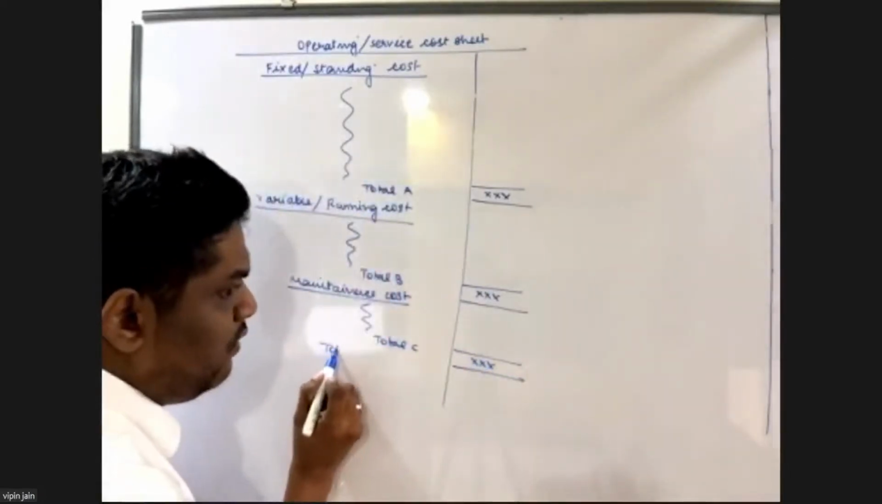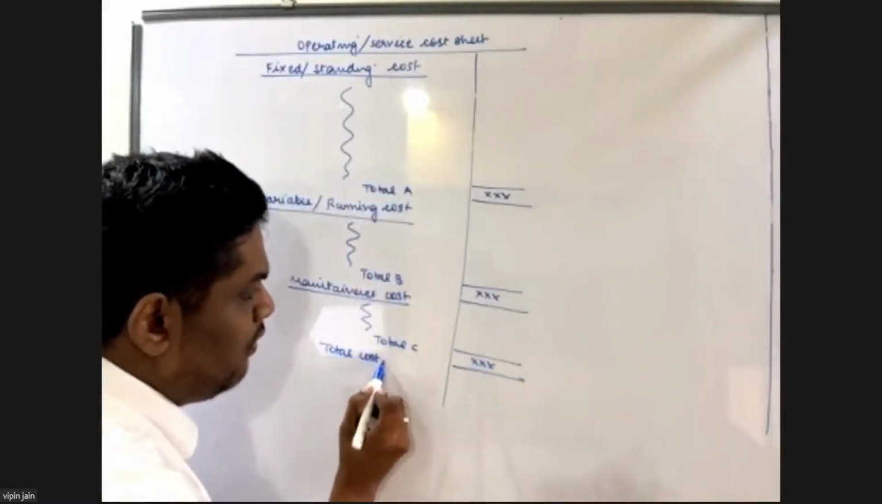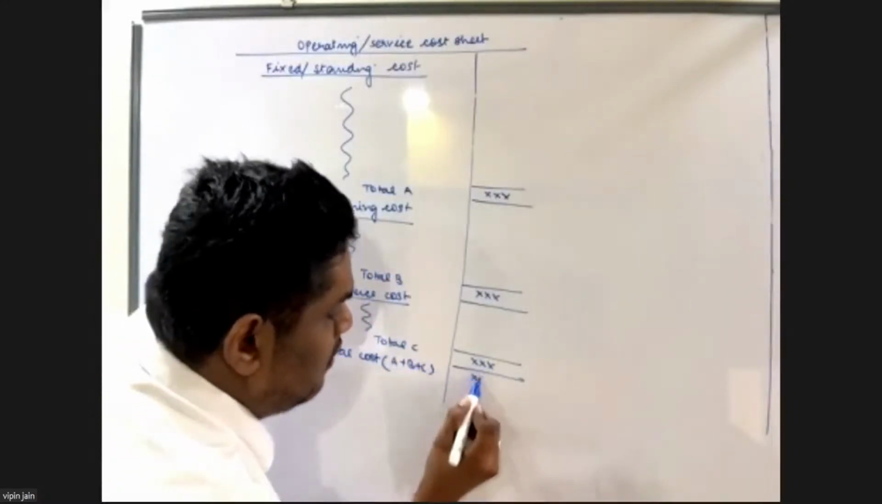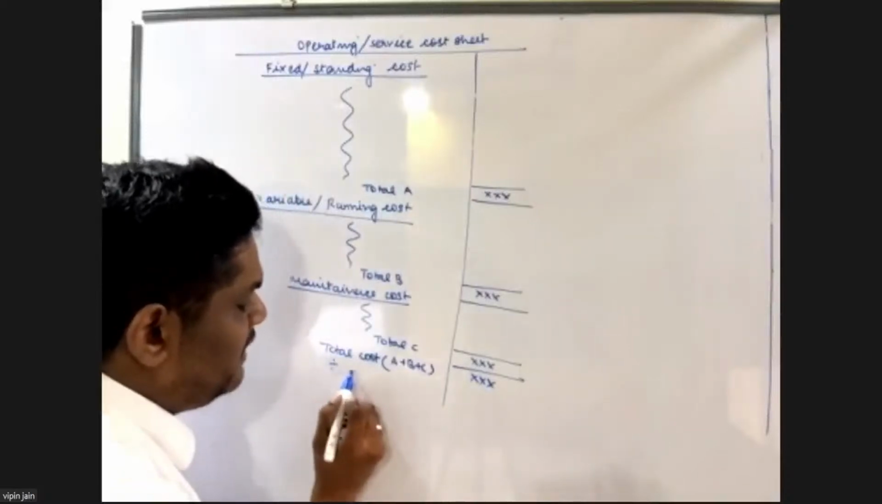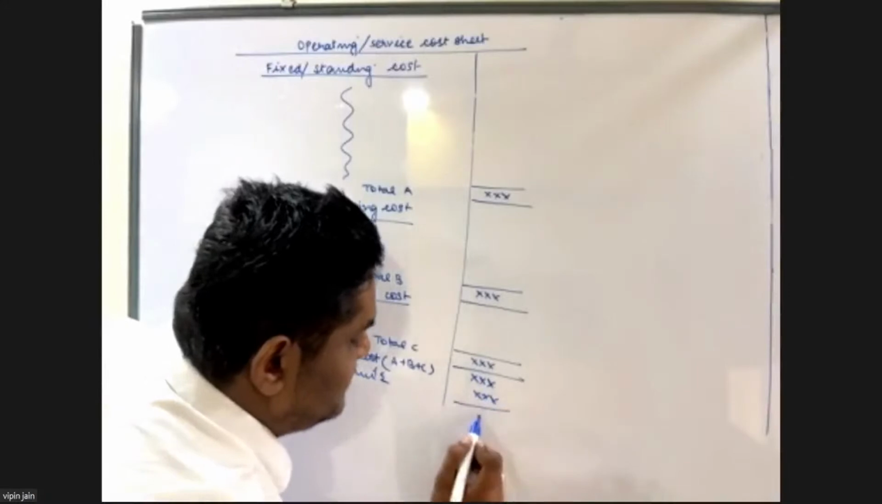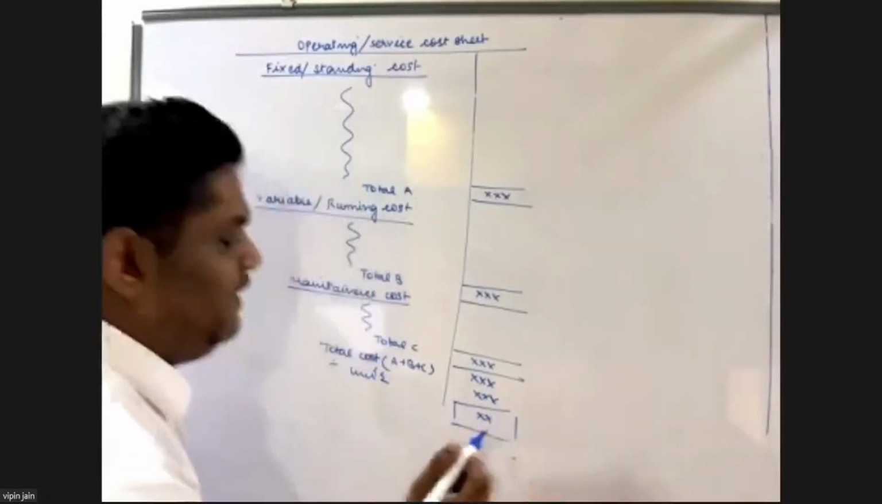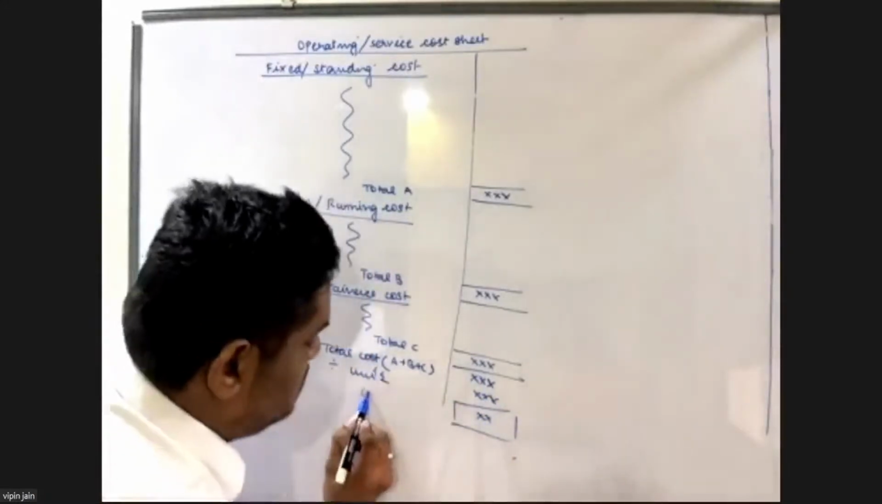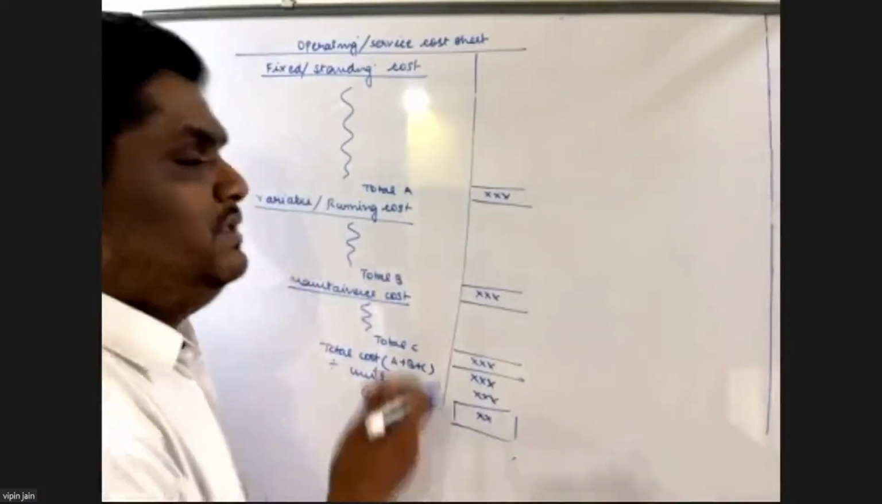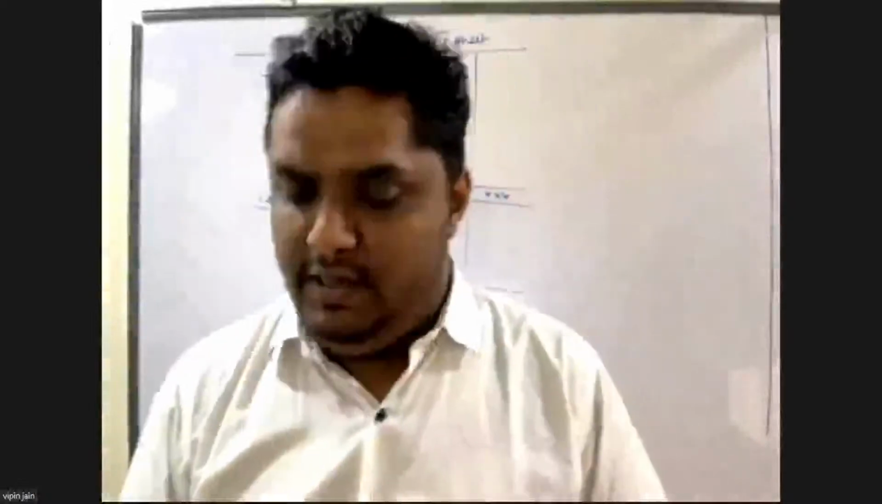This will be the total cost, A plus B plus C, divided by the units, whatever it is, either kilometers or passenger kilometers, and we'll get the final answer: cost per unit. So this is how the service cost sheet is prepared.